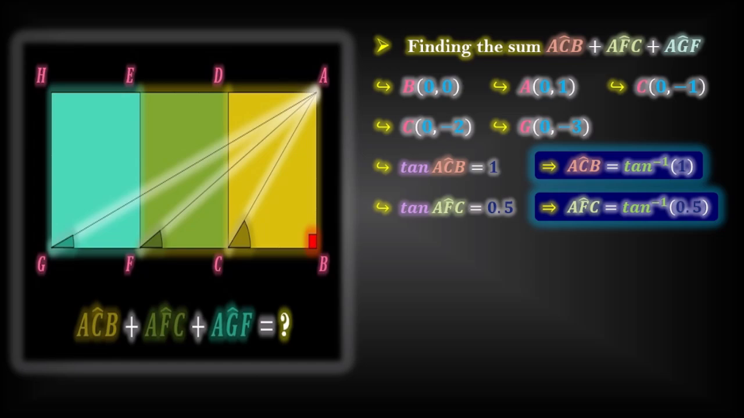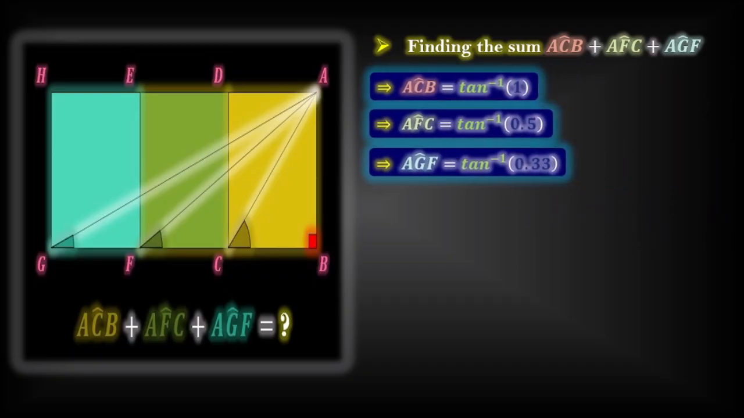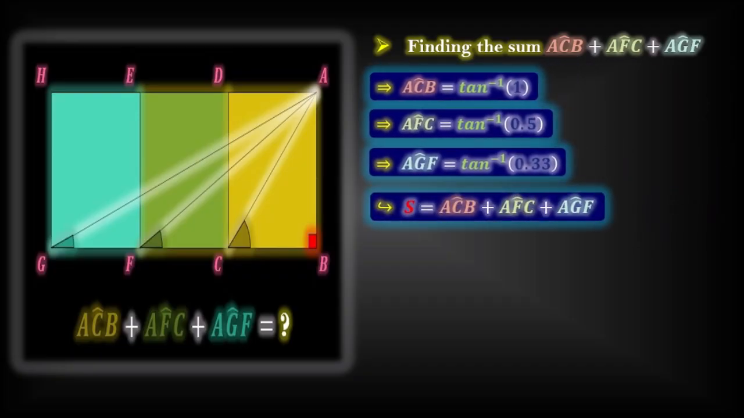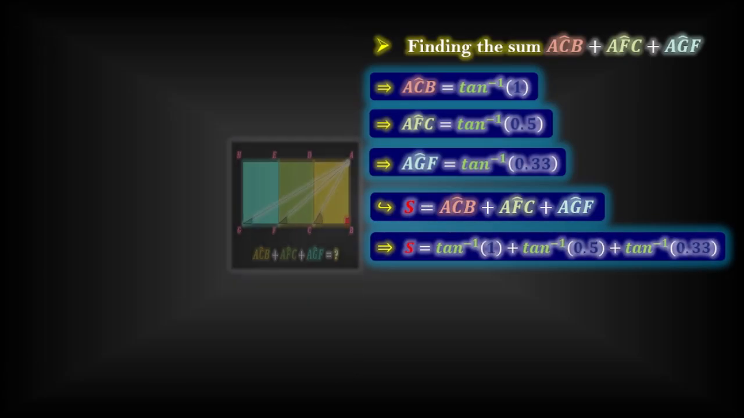For angle AGF, the vertical change is 1 and the horizontal change is 3. So the tangent of angle AGF equals 1 divided by 3, which equals 1/3. Therefore, angle AGF equals arctangent of 1/3. Let's note S, the sum of our three angles measures. So S would be equal to arctangent of 1 plus arctangent of 1/2 plus arctangent of 1/3.